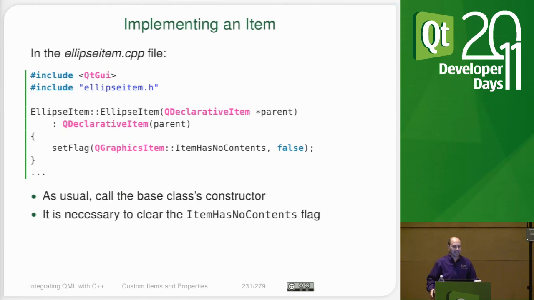So the implementation is actually pretty easy. We have a simple constructor. We pass our parent up to our superclass. And we need to have this set flag. By default, items are not drawn. If you want to be drawn on the screen, you need to set this flag, QGraphicsItem::ItemHasNoContents, to false. Why it's not the default to be drawing on the screen, I'm not sure. But it's what you have to do.